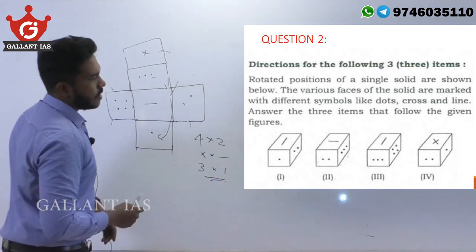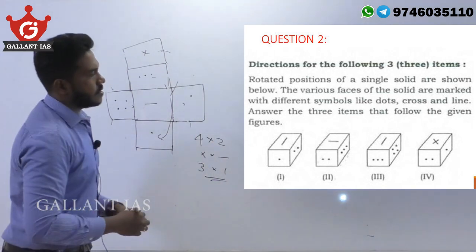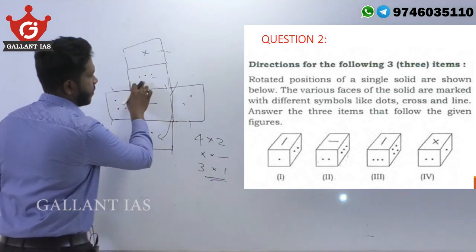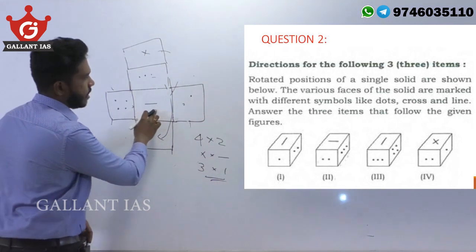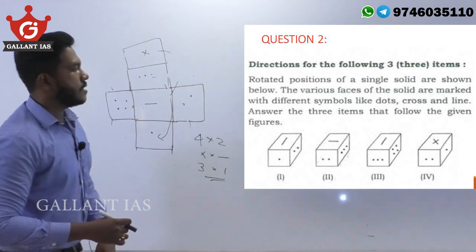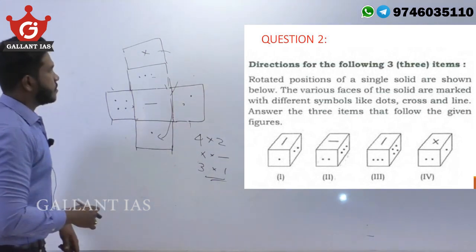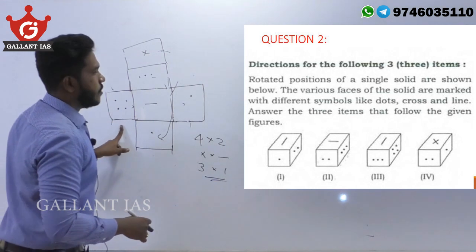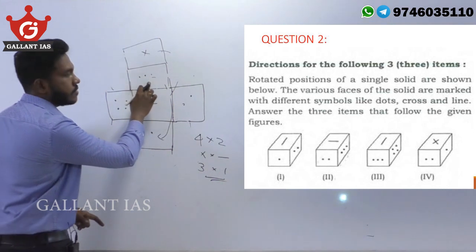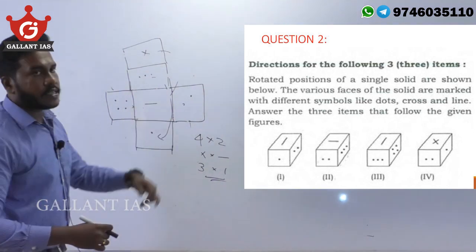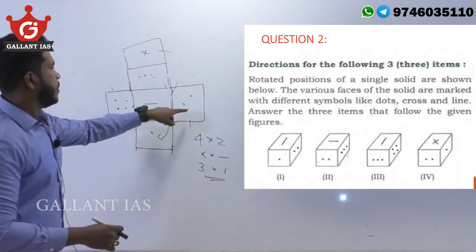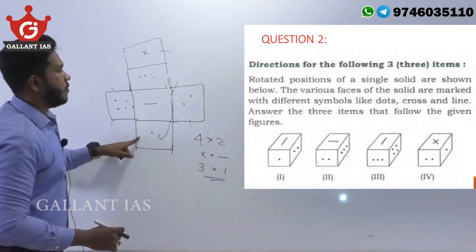From the second orientation I found that line is adjacent to 2 and 3, as well as 2 and 3 being adjacent faces. So I drew 3 here because 3 is adjacent to line as well as 2. From the third orientation, I drew the face containing value 4, which is adjacent to line as well as the face containing value 3. And from the final orientation, I drew cross, which is adjacent to the face containing value 2 as well as the face containing value 1.